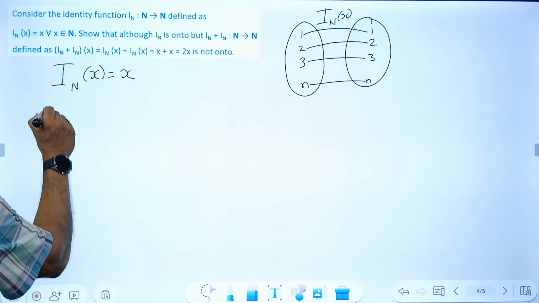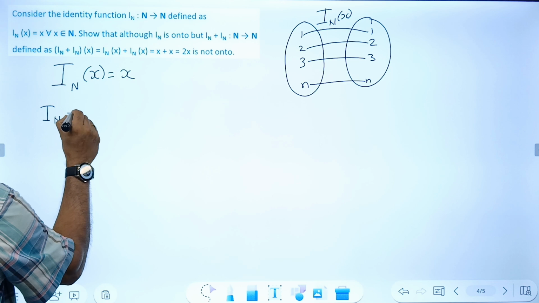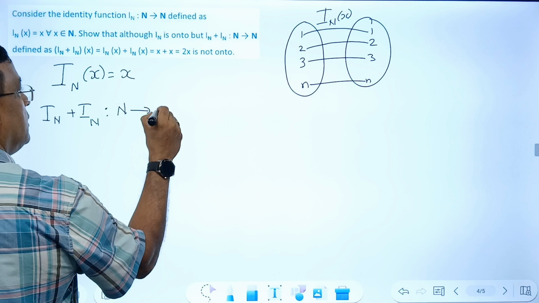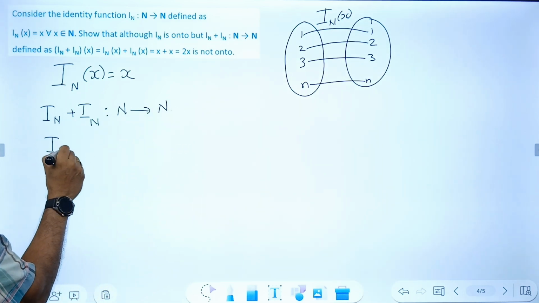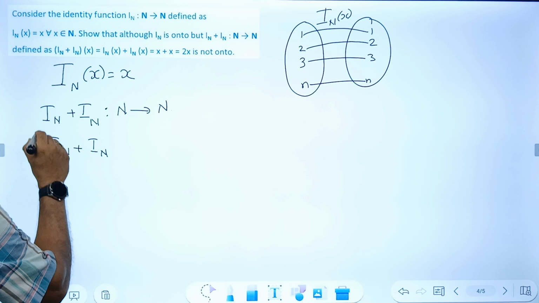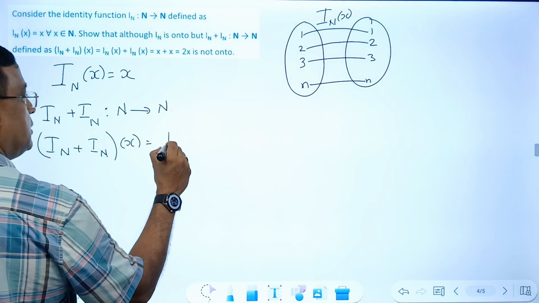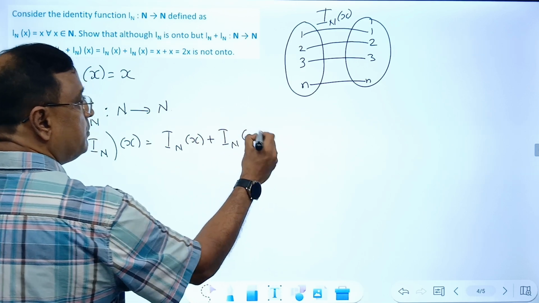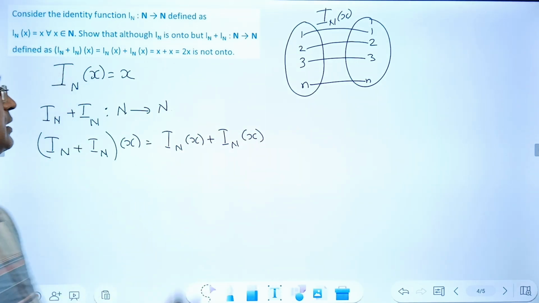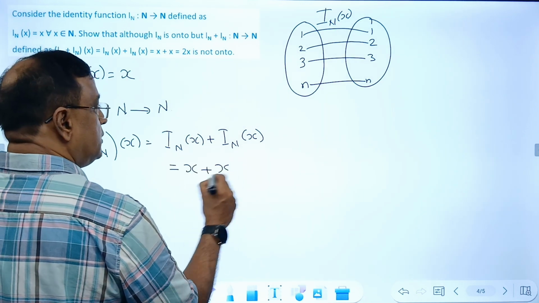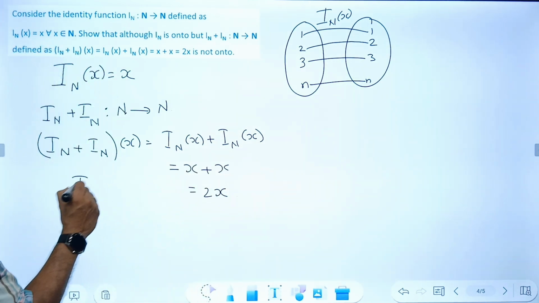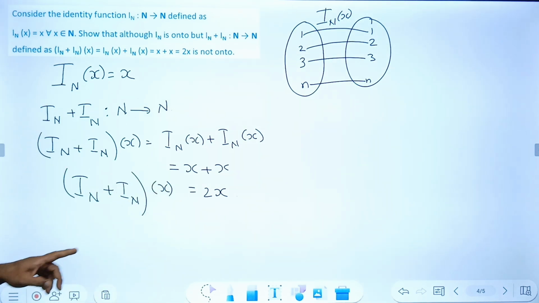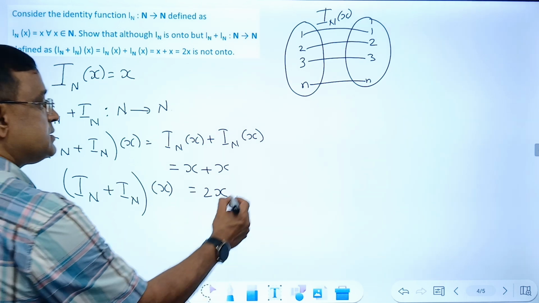Now you have in plus in. This is a new function, a function from N to N. How it is defined: in plus in of x is nothing but in of x plus in of x, just like what we did in the previous problem. But you know in of x is nothing but x, so it is equal to 2x. So in plus in of x equals 2x. Okay, so 2x is an even number.